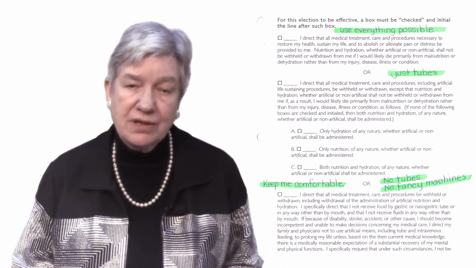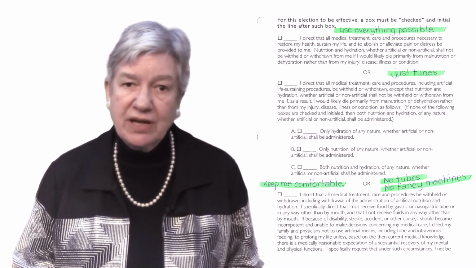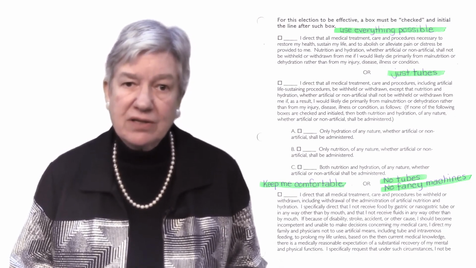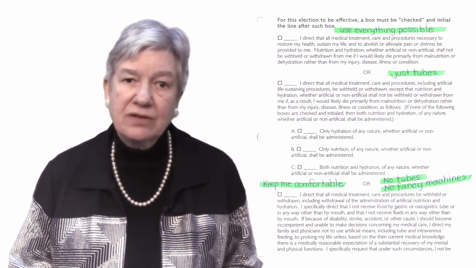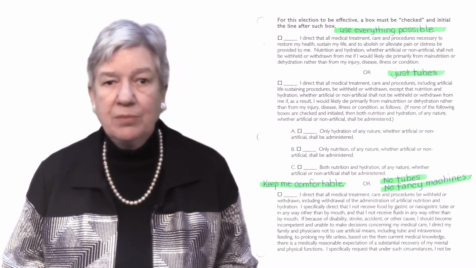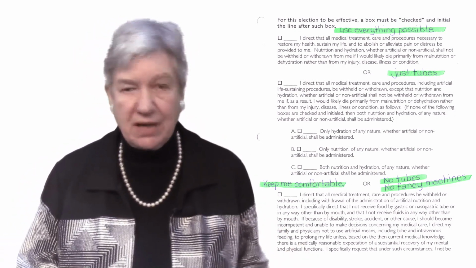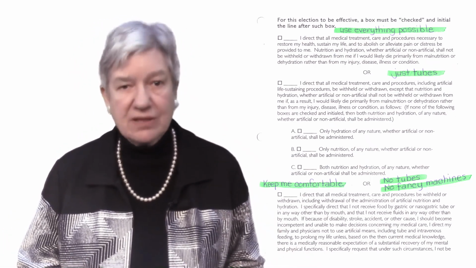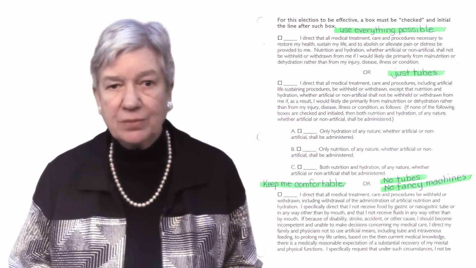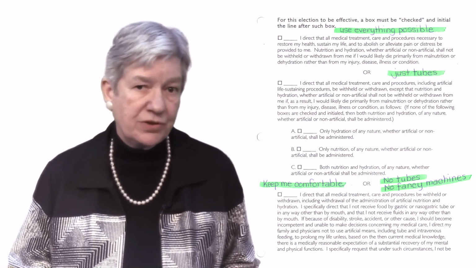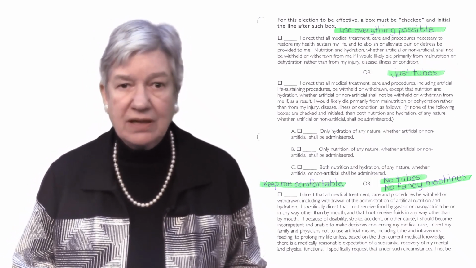The first choice says find every fancy machine out there or procedure and do that as long as possible. The second choice is no, don't bother with that, but do give me nutrition and hydration with tubes. I'm talking nose tubes, stomach tubes, out with tubes. And then the third one says, don't even bother with that. Just keep me comfortable and let me go. It doesn't matter to me which one you choose, but you need to make one election.